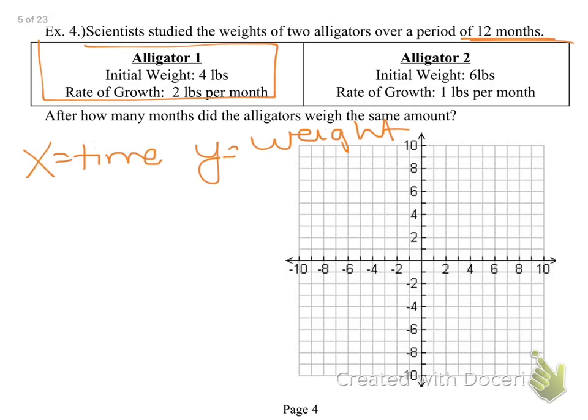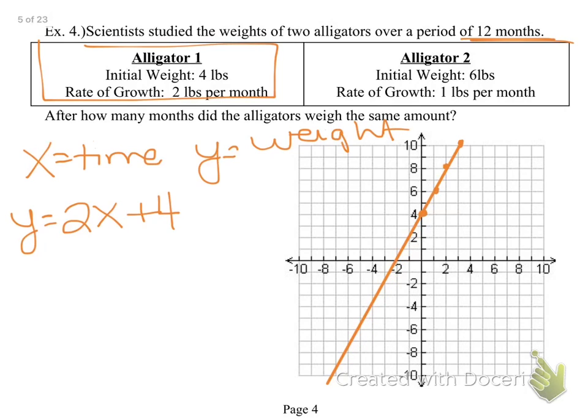So our initial weight for alligator 1 is 4 pounds, and then it has a growth rate of 2 pounds per month. So we know that y is our end weight, and we know that it has a rate of change of 2. So that's a 2x, because that 2 depends on how many months have gone by. But keep in mind that alligator started at 4 pounds, so that's our y equals 2x plus 4. So let's go ahead and graph that one. We start at 4. We go up 2 over 1. So there's my first line.